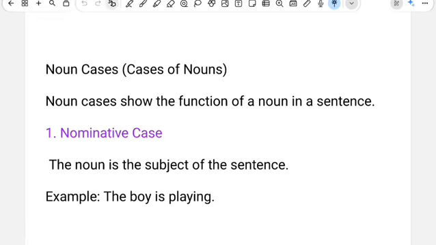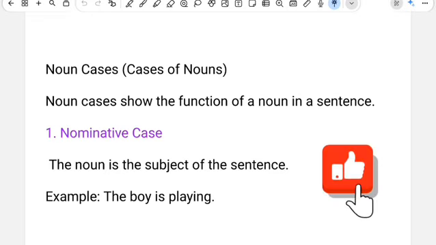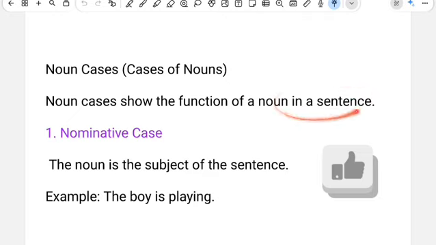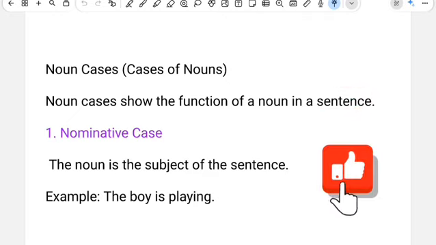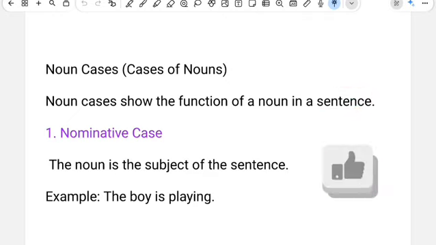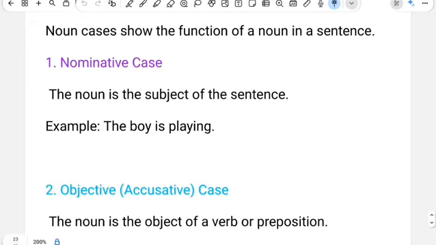Noun cases. What is the use of noun cases? First, it's important to understand that. Noun cases show the function of a noun in a sentence. So basically its use is to show what the function of a noun is in any particular sentence. That's why we use noun cases while writing or speaking as well.